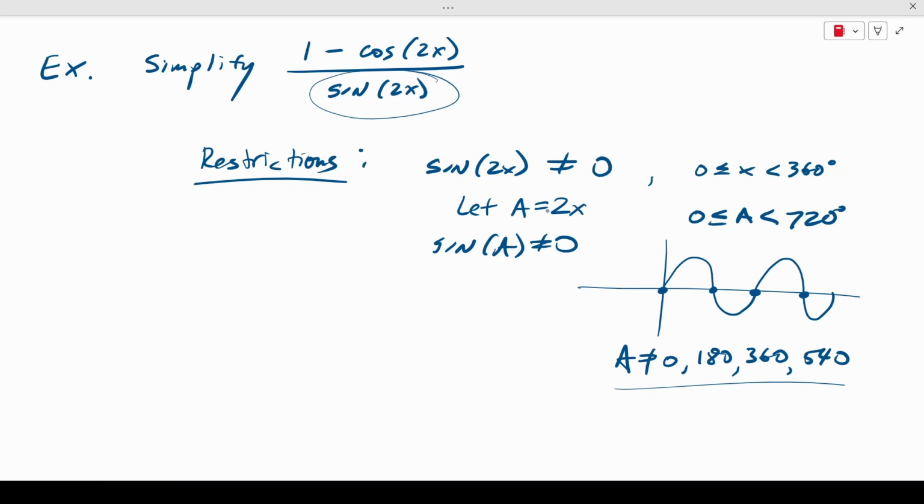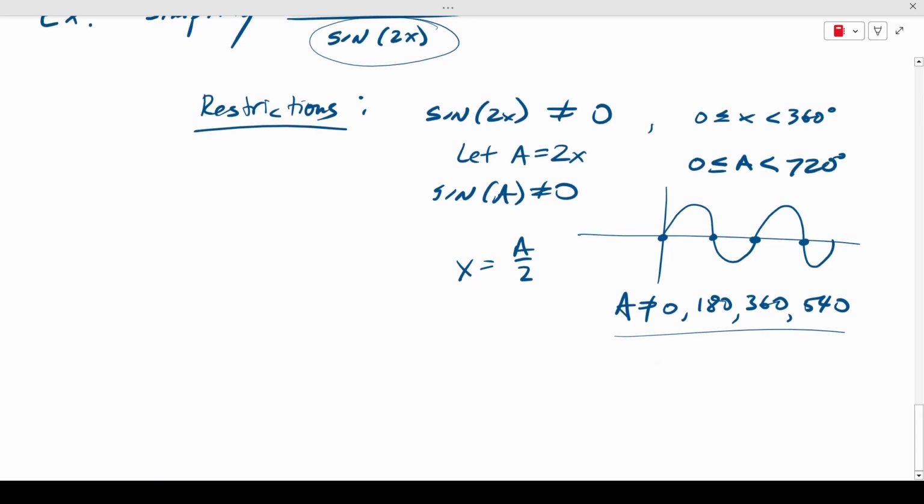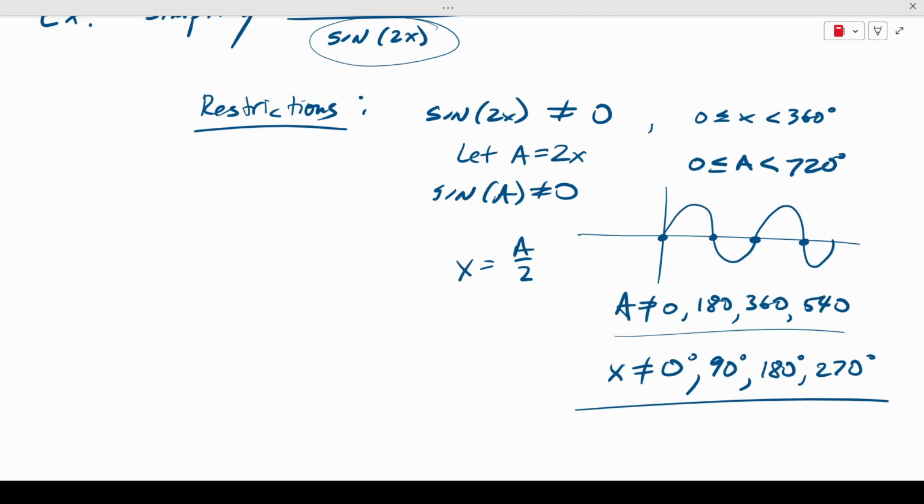And since a equals 2x, or in other words, x equals a over 2, this gives us what x can't be. X can't be 0 divided by 2. X can't be 0. X can't be 180 divided by 2. X can't be 90. X can't be 360 over 2. It can't be 180. And it can't be 540 over 2. It can't be 270. Okay? So those are our restrictions on x.